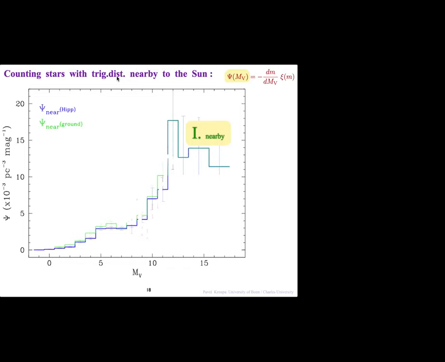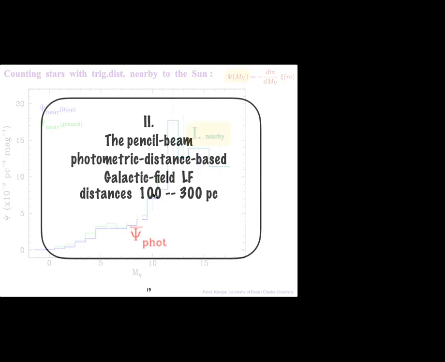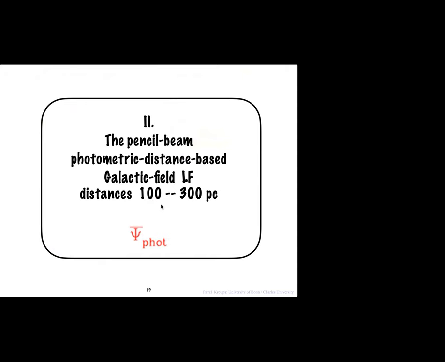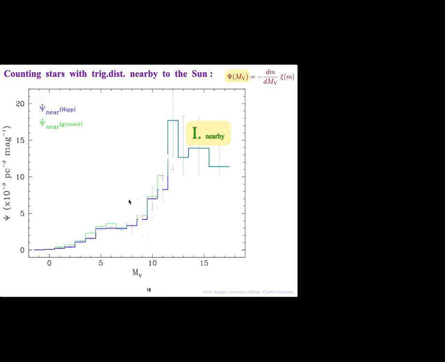Then we can do the pencil beam surveys going out to 100 to 300 parsec, which gives us this photometric luminosity function. Now, if we go back to this plot here, you can see that the number of faint stars is increasing, and here we have large uncertainty. So it's unclear whether the numbers increase further or decrease or stay constant. These stars here are very, very faint. They have a luminosity a thousandth or less than that of the sun. So they are barely visible, which means you could fill a galaxy with these stars and you wouldn't even notice it. They could be a form of dark matter, essentially.